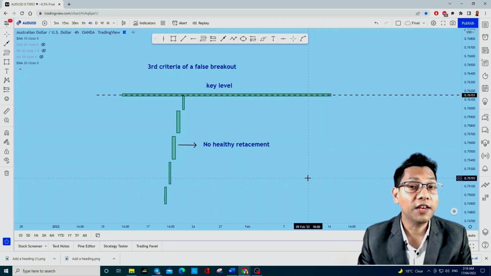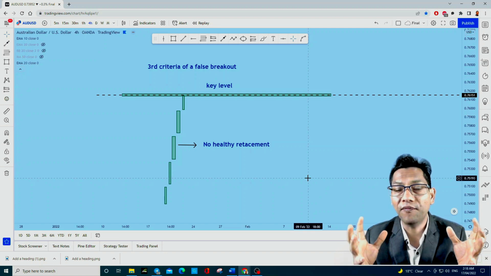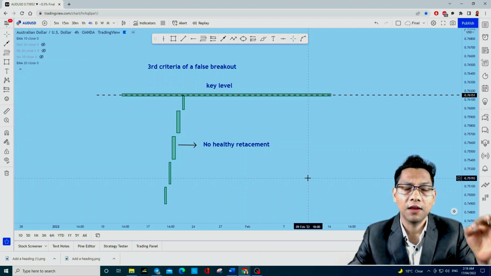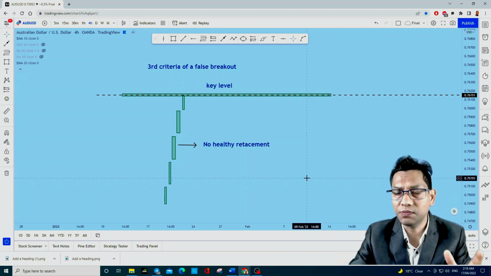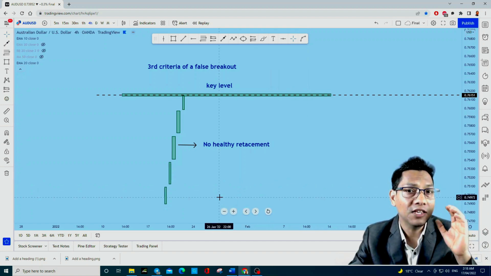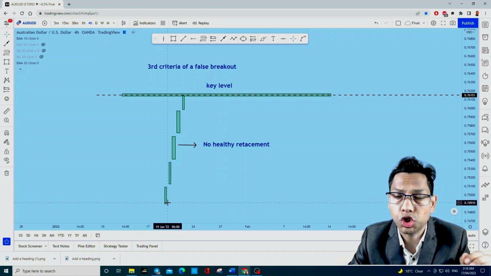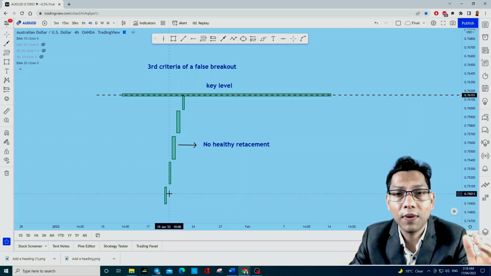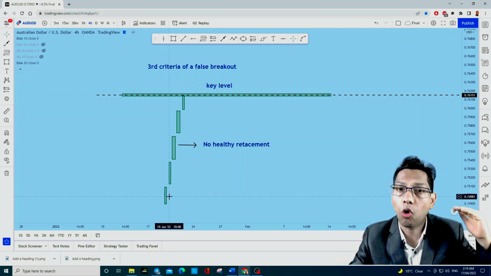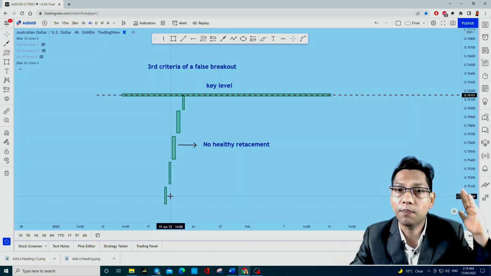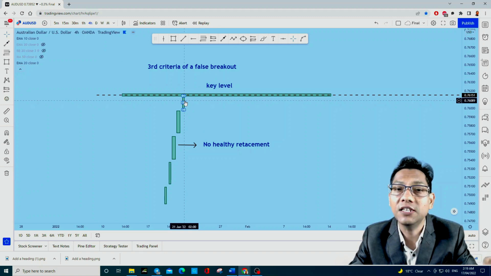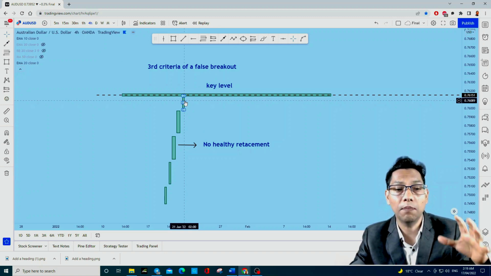The third criteria or sign of a false breakout is that the market may not do proper retracement. Instead, this market may approach with huge momentum, creating almost single types of candlestick pattern without any proper retracement, and will hit a key level with a big candle.